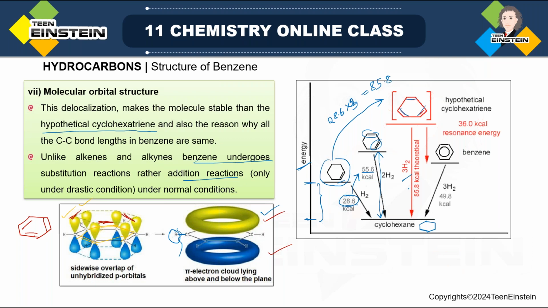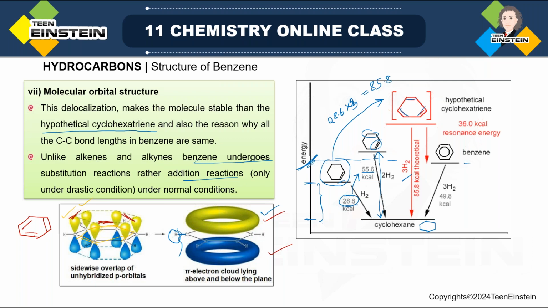And when you reduce it with 3H2, it is converted to cyclohexane. Now look at the position of benzene. The benzene position is somewhere here. If you extend the line, it is somewhere here, as if in between cyclohexadiene and cyclohexene.